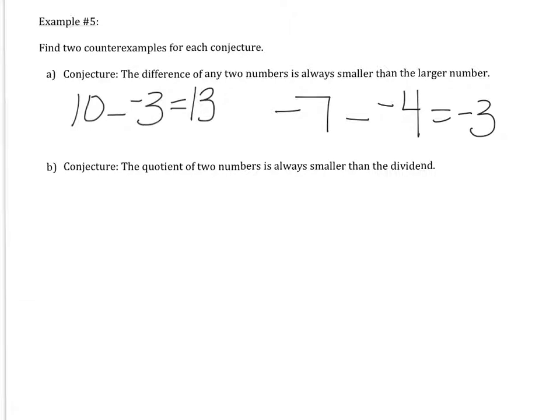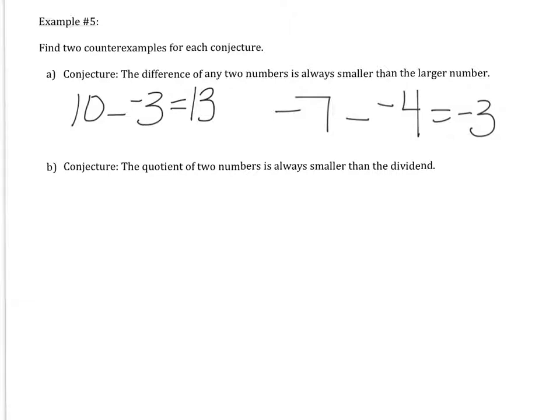Part B, the conjecture. The quotient of two numbers is always smaller than the dividend. So quotient means to divide, the answer to a division problem. And dividend is actually the number that's being divided. So if I'm taking 10 divided by 2, 10 is the dividend, 2 is the divisor. So let's find at least two examples where this is false. My mind goes to fractions because I know weird things happen when I divide with fractions.